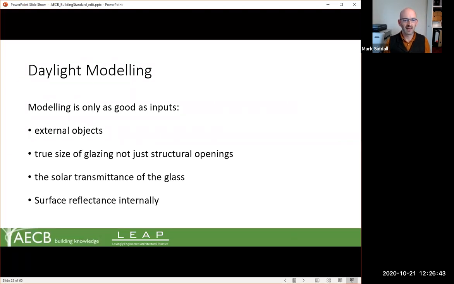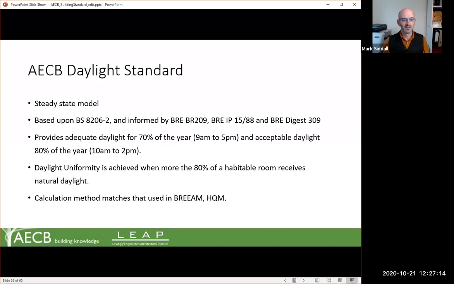With daylight modeling, it's only really as good as your inputs. So think about the shading objects outside, and look at the true area of glazing that the sunlight will be coming through, not the structural opening. We've obviously got a window frame there, so we need to think about the area of the glazing, the solar transmittance of the glass, and, in terms of daylight, any surface reflectances internally. If we've painted all the walls black, it's going to feel quite gloomy, regardless of whatever we do with the windows. So it's important to make some sensible considerations there.